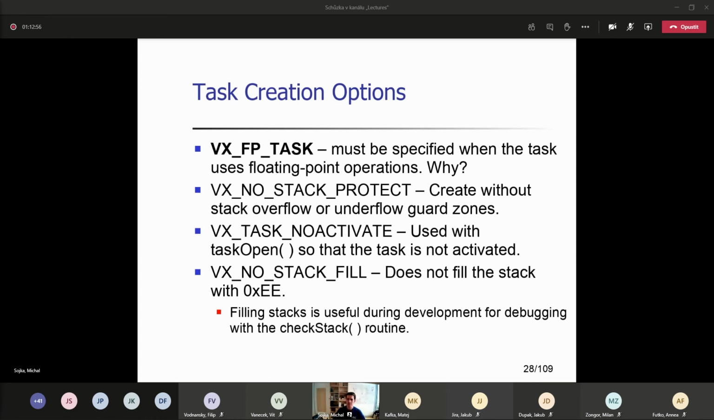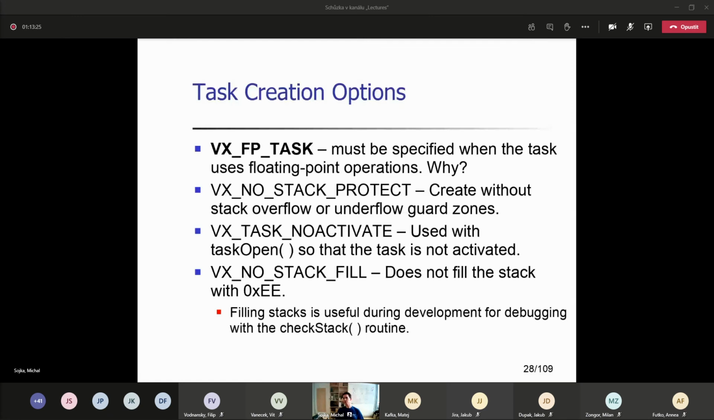Now, when you create a task, you can also specify some flags or options. One of those options is called VX_FP_TASK, and you have to specify this option when your task uses floating point operations. And again, there is a question mark. Why? Maybe we don't have too much time, so I will answer that question.